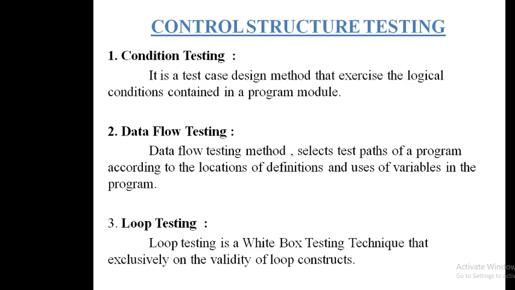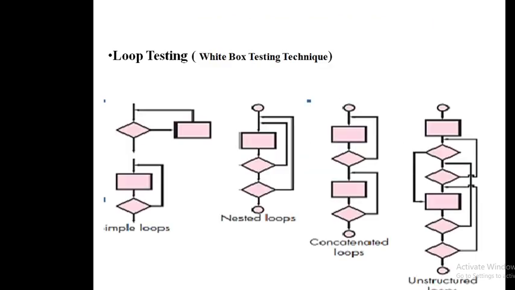Under this concept, loop testing may have four different types of loops. Those are: first one, simple loops; second one, nested loops; third one, concatenated loops; and fourth one, unstructured loops. In these four, the first one is simple loops. Simple loops are just like a while loop or an if condition. A condition will be there. If it is true, execute some statements, and if the condition is false, go to the next statements. These types come under simple loop testing.